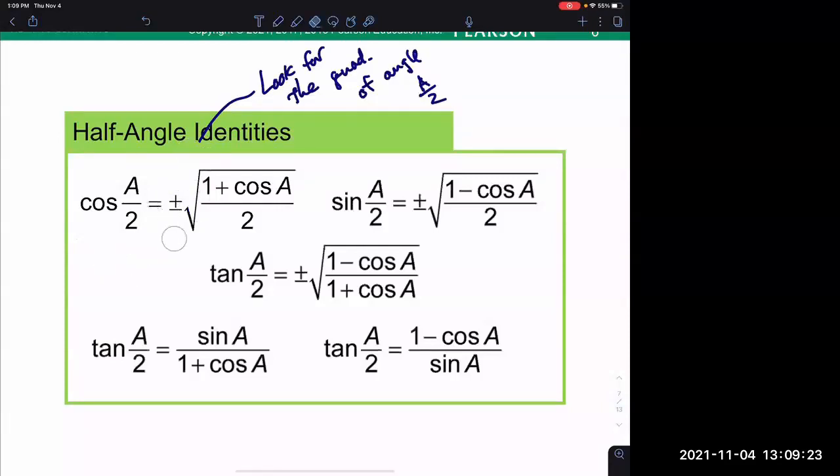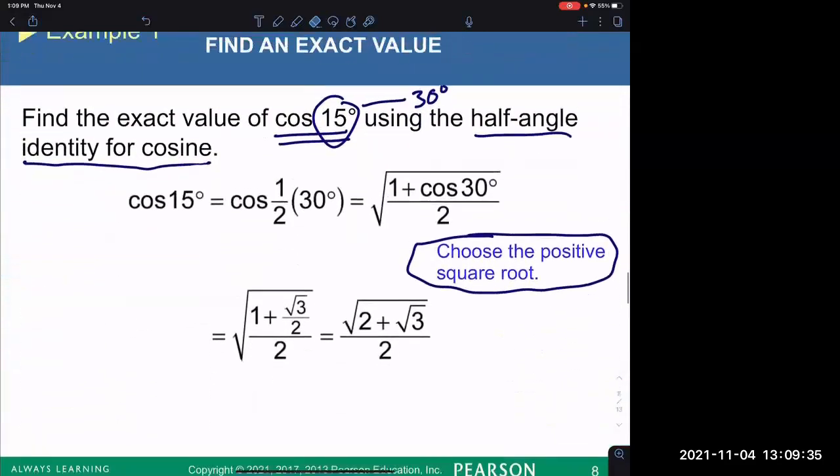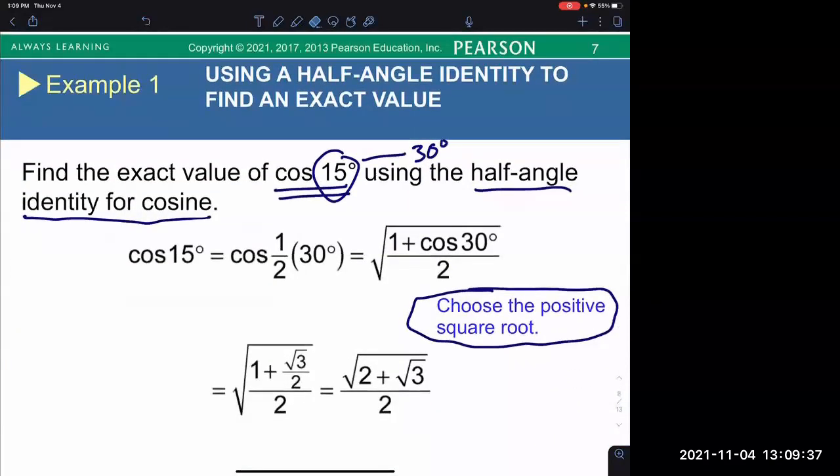This formula works no matter which quadrant A over 2 is in, but the way it works that way is by allowing you to choose the positive or the negative root depending on which quadrant it would be in. So in this case, they didn't put the plus or minus, they just left the positive radical because they're recognizing that 15 degrees is in quadrant 1, and the x value of any point in quadrant 1, which is what the cosine refers to, is going to be positive.